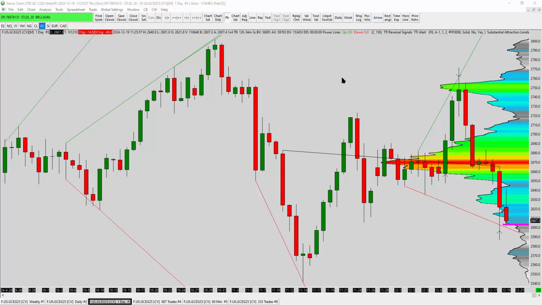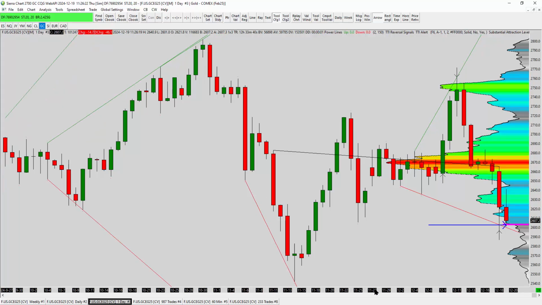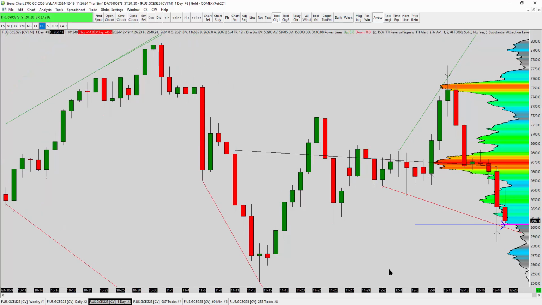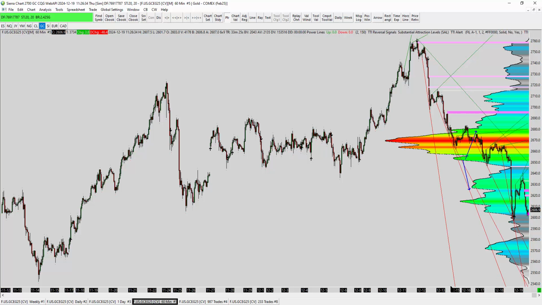Just a quick video. Notice this. This is what happened just now. This is the gold contract for February. The gold has been coming down fast, but then all of a sudden we had this confirmation happening. This is our biggest SAL level that showed up. And if I look at the hourly chart right here, it started pushing it back up.